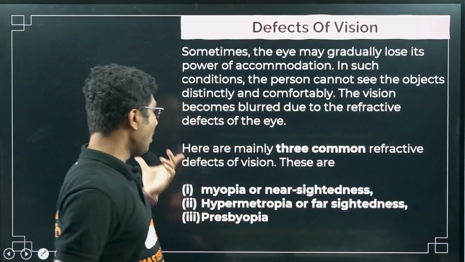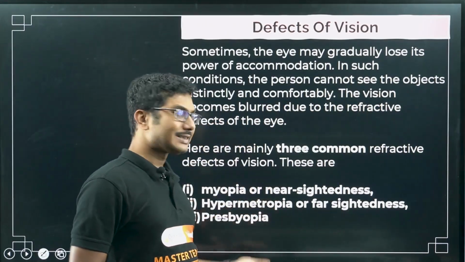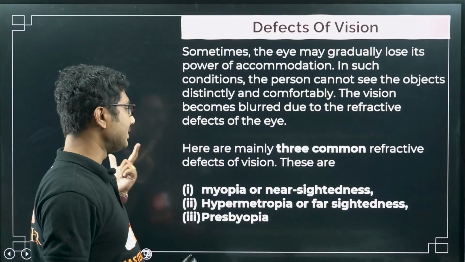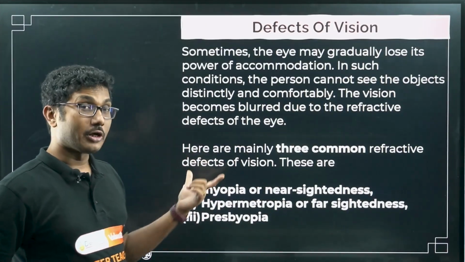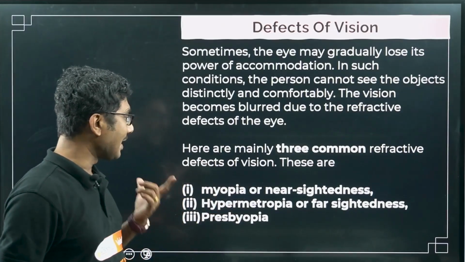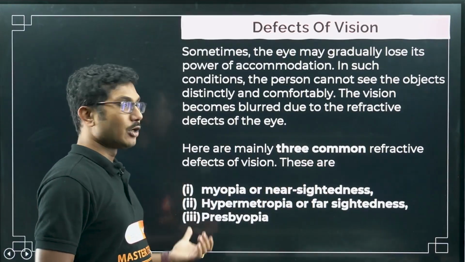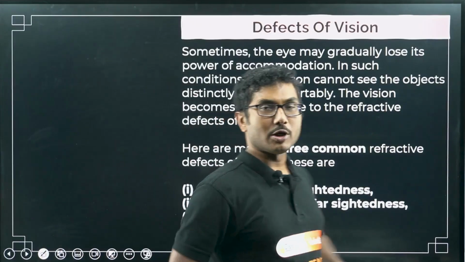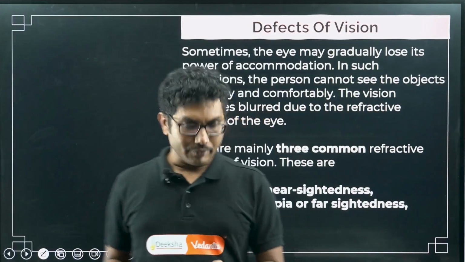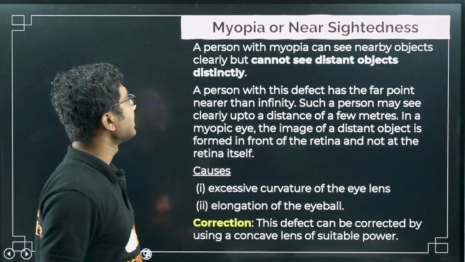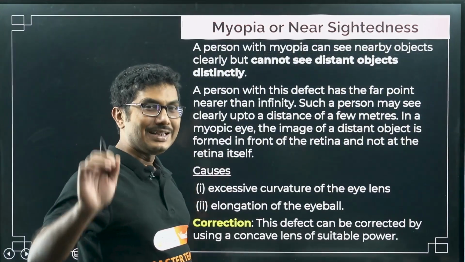Okay, so myopia, or nearsightedness. The first defect is myopia, also called nearsightedness. The second defect is hypermetropia, also called farsightedness. The third is presbyopia. We are going to discuss them one by one. First, we will discuss myopia or nearsightedness.